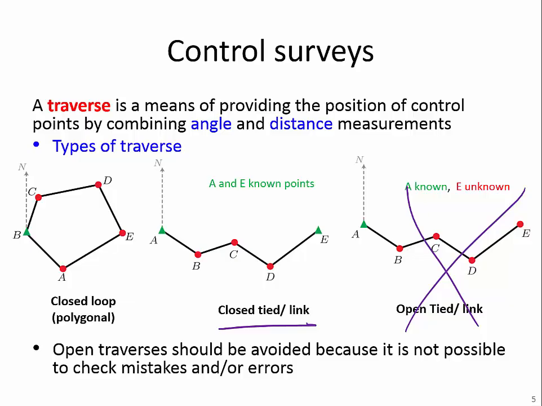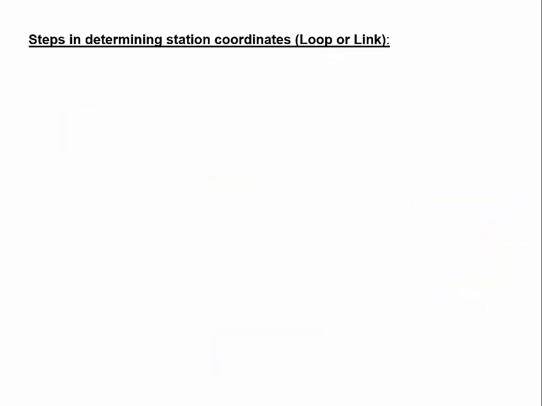You're either looking for a closed loop or a closed tied link traverse. So the steps in determining the station coordinates for a loop or link traverse are actually the same. There is just a slight difference in the way that we calculate the angular misclosure and that we calculate the linear misclosure. And that's purely because we're not returning to the same point, we're going from one point to the other, so we have to take into account the fact that those 2 points are different.